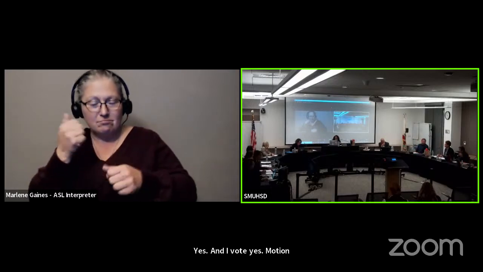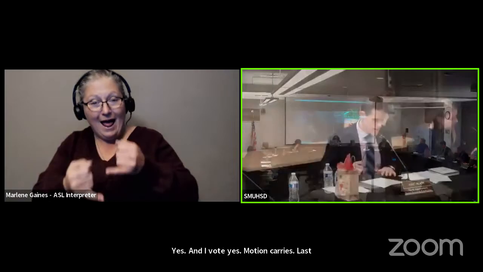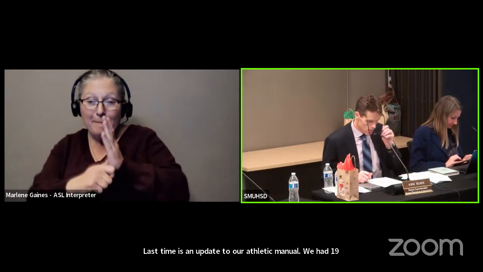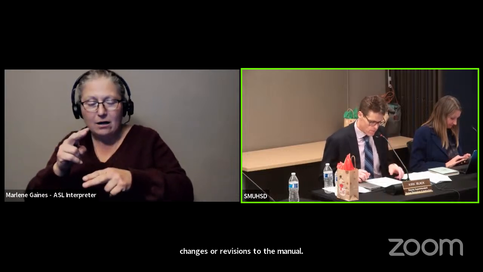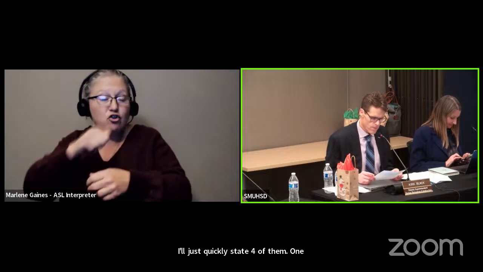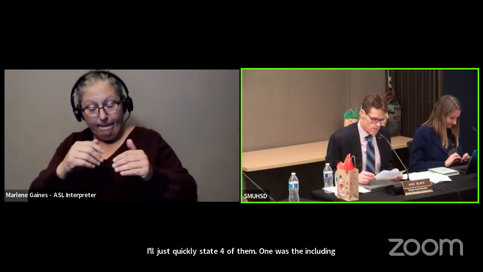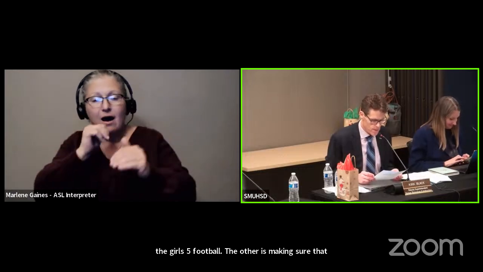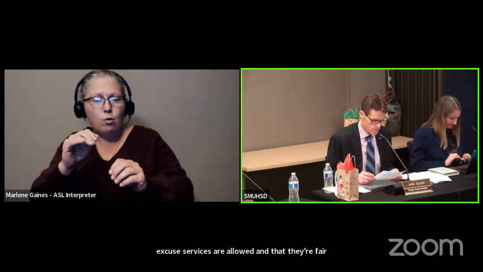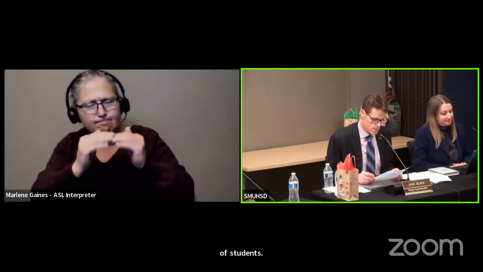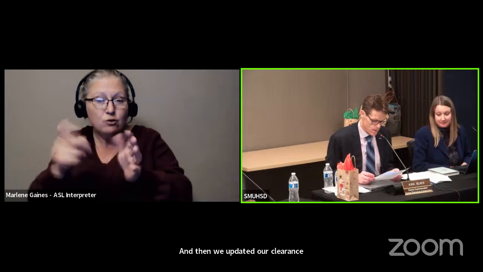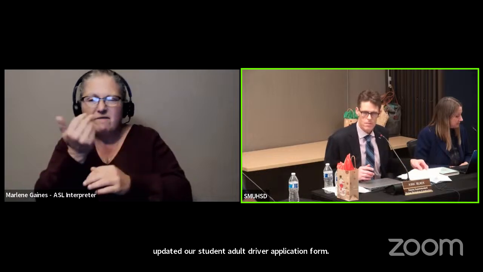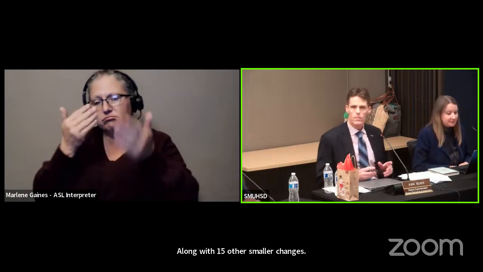Motion carries. Last item. The last item is an update to our athletic manual. We had 19 changes or revisions to the manual. I'll just quickly state 4 of them. One was including girls flag football. The other is making sure that excused absences are allowed and that they're fair, unbiased, and do not result in disparate treatment of students. And then we updated our clearance requirements and updated our student adult driver application form, along with 15 other smaller changes. I make a motion to approve the athletic director manual.